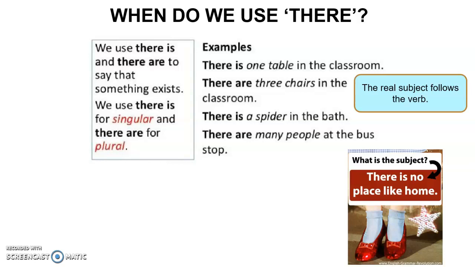The real subject follows the verb. So, as in these examples, yes, I can have there is over here, but there is not the subject in this case. The real subject would be table. In the example number 2, the real subject would be chairs. In the example number 3, the real subject would be spider, and then in the example number 4, the real subject would be people.